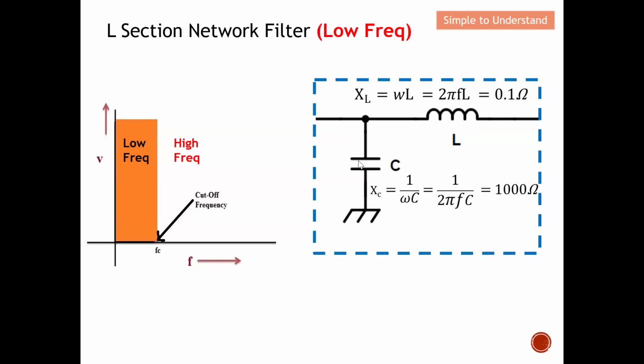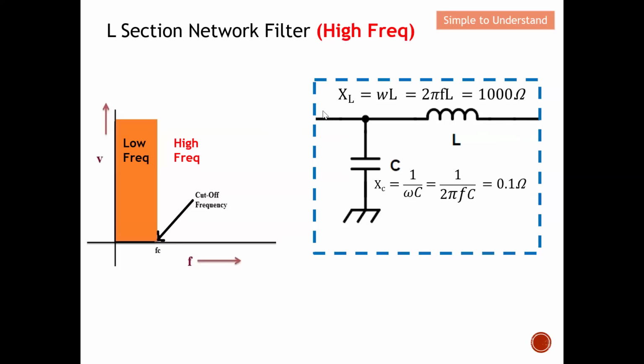So basically, from here you can see that the signals classified under low frequency will be able to pass from the input of the filter to the output of the filter. So basically, this is the characteristic of a low pass filter. Next, let's move on to the high frequency.